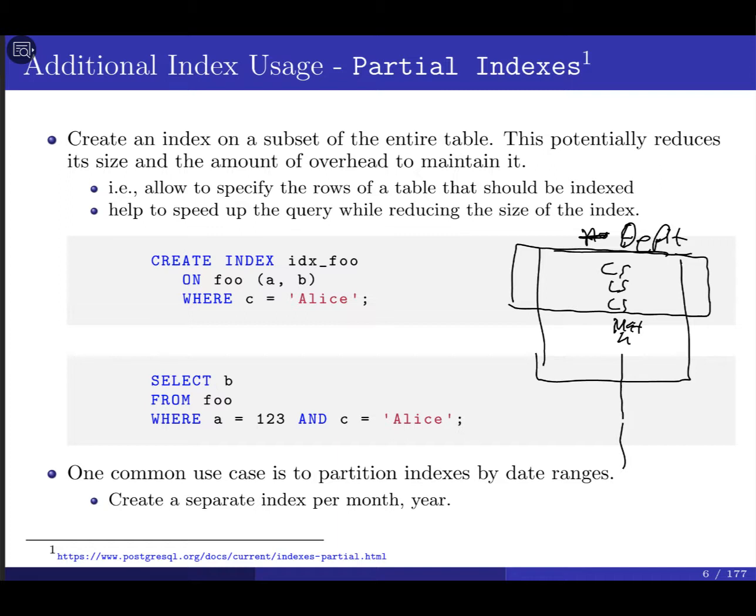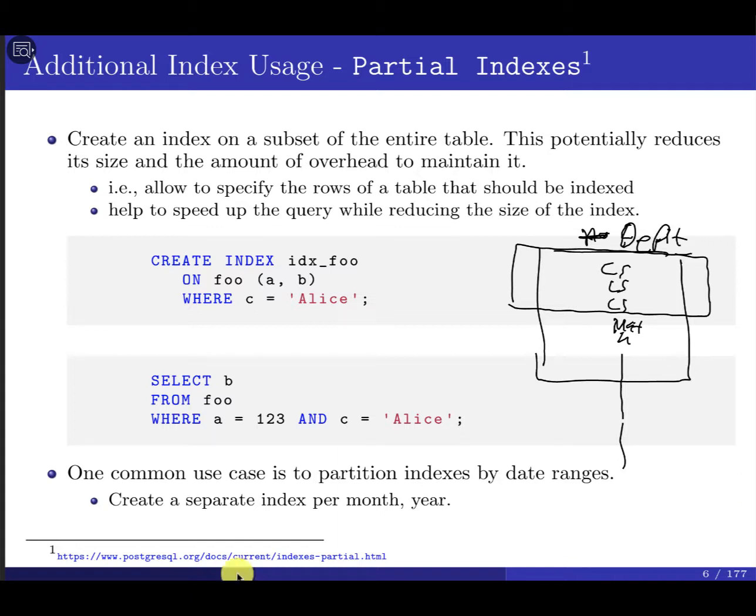So how can you perform that? You can do the same thing. You can create index, give the name of the index, on the relation and the set of attributes you're going to build the index on, and you add the where clause. By adding the where clause, the system understands that you're going to build a partial index, not the entire index.